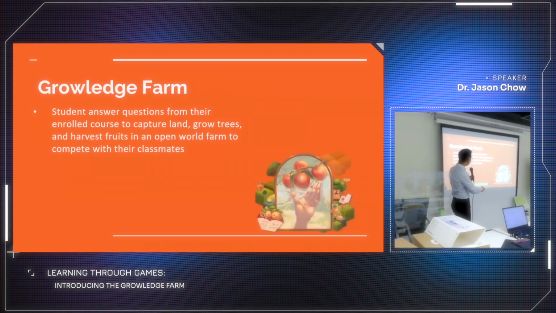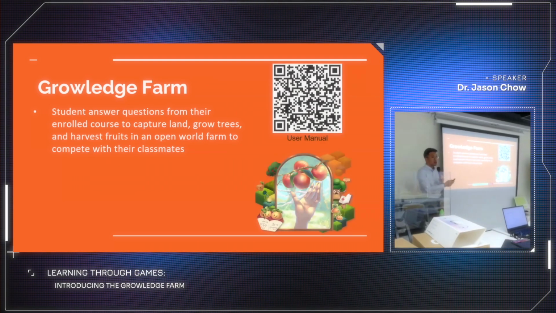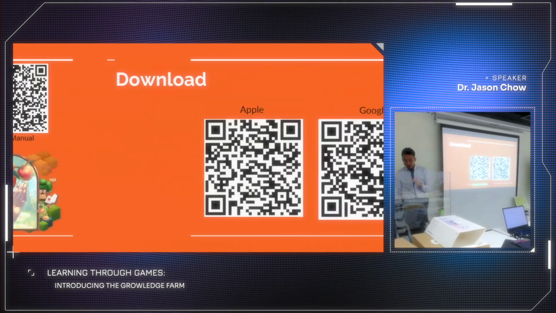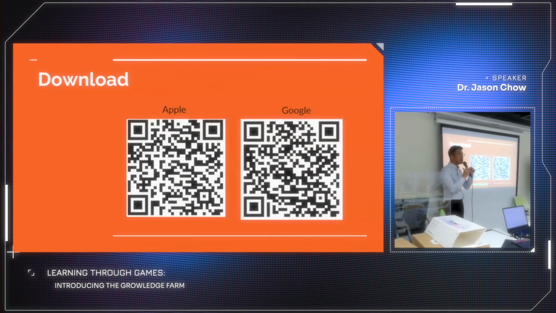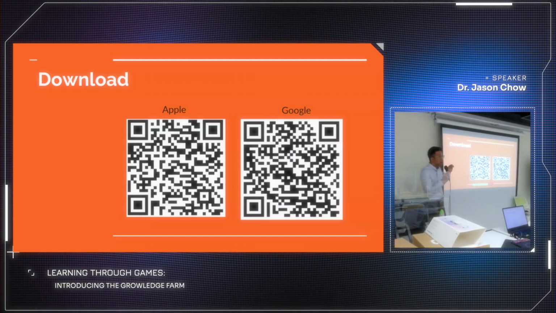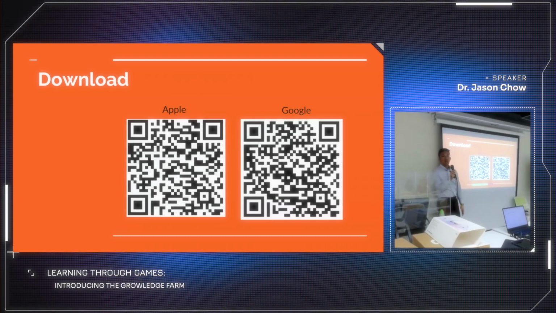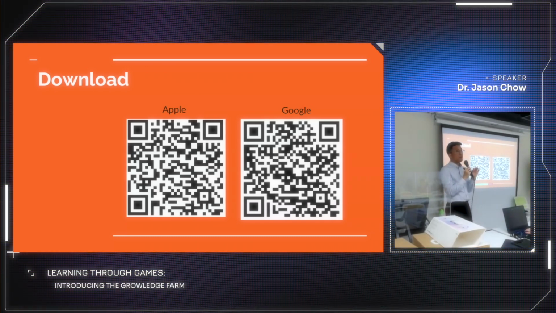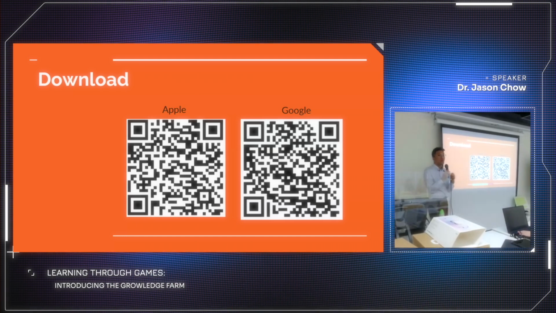Yesterday we sent you the user manual, and if you want to download it again, you can scan this QR code. You can download the user manual of this game. And if you haven't downloaded the Growledge Farm on your mobile phone yet, you can scan the QR code here. If you are using an Apple device, you can scan this QR code. If you're using Google Android, then you can scan this QR code. Then you should be able to download the app on your mobile phone. And this game is programmed by Mohsin, our game programmer in the Teaching and Learning Development Office.